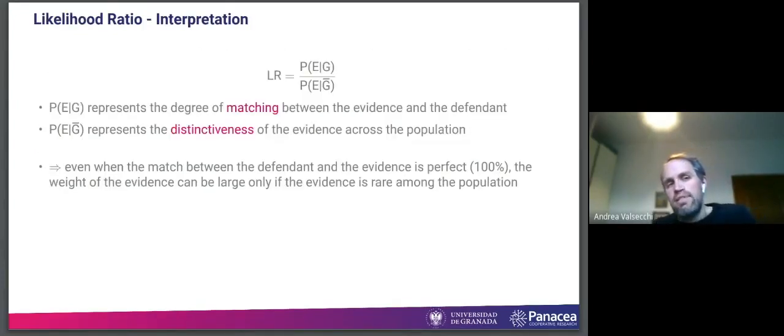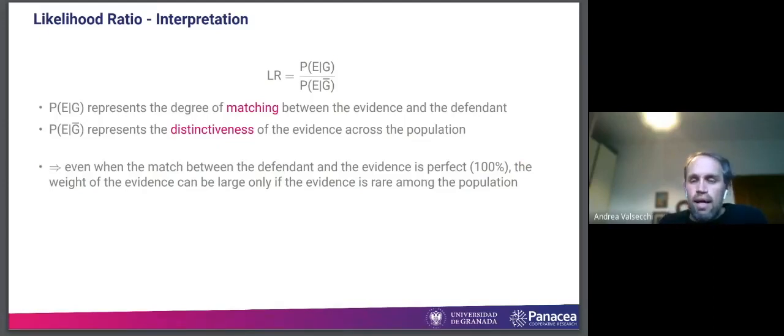Okay, now that we have seen how likelihood ratio works with some examples, we can try to figure out how it works in general and interpret the formula. So let me give you my opinion. My opinion is that the first term represents the degree of matching between the evidence and the defendant, while the second one represents, we could say, the matching between the evidence and the general population, or you can also say that it tells you how distinctive the evidence is.